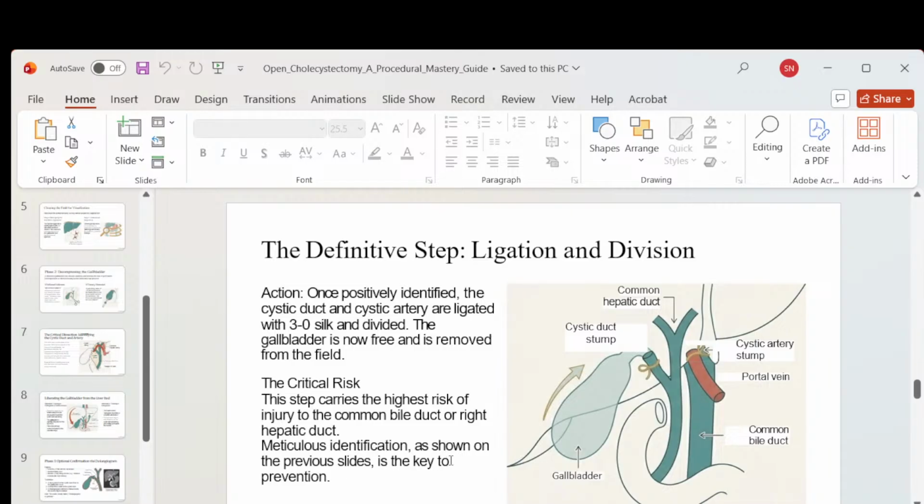So, the meticulous identification, as shown in the previous slide, is the key to prevention. Identification of the cystic duct and cystic artery stump is very important. Otherwise, instead of ligating the cystic duct, common bile duct injury or common hepatic duct injury can happen easily.